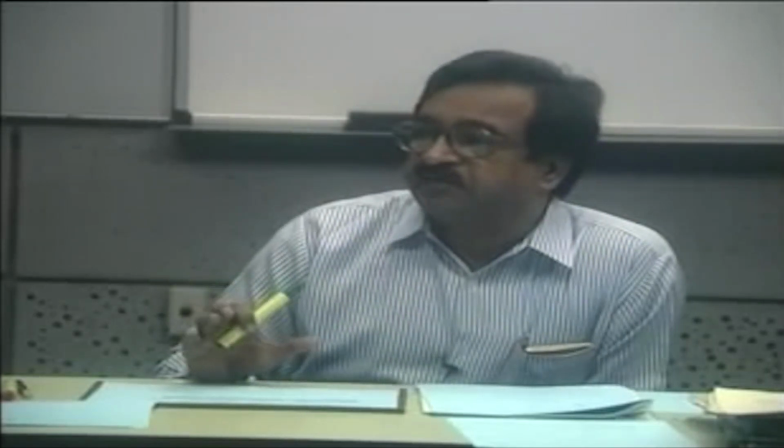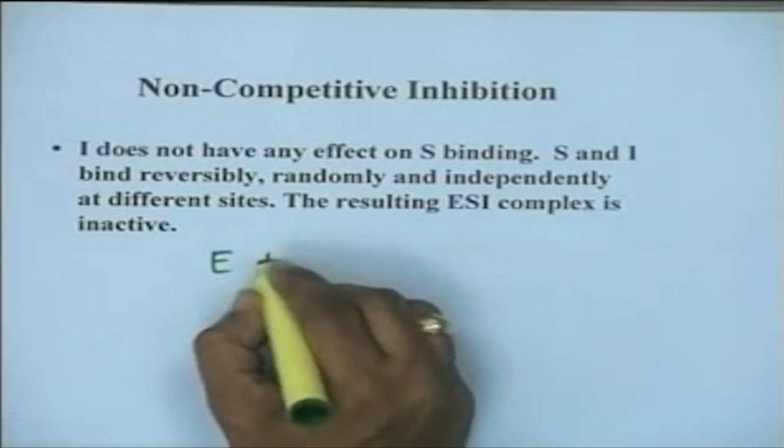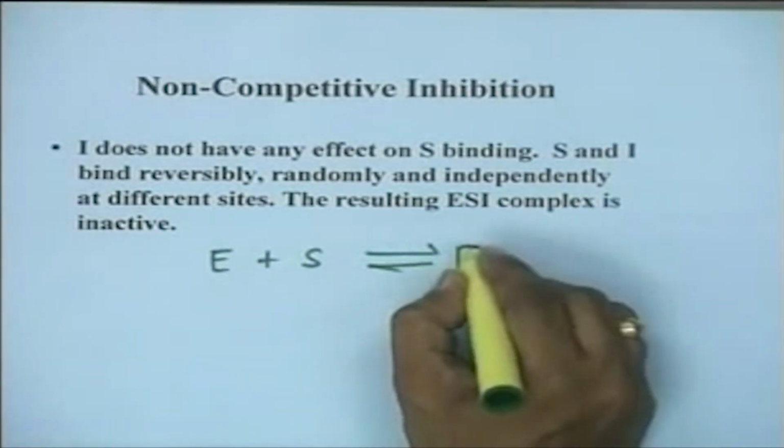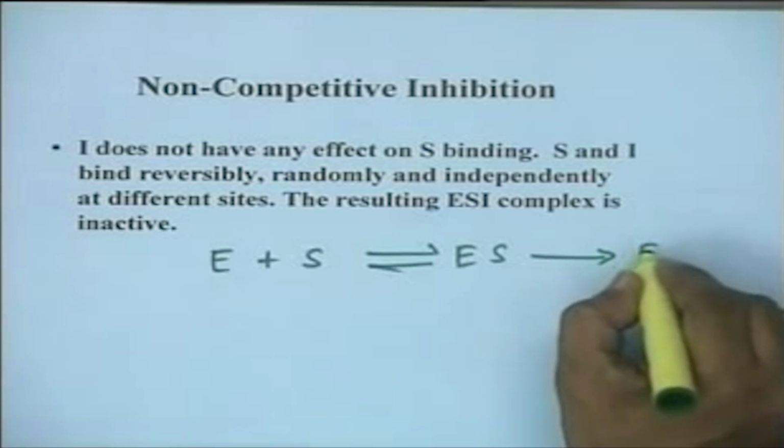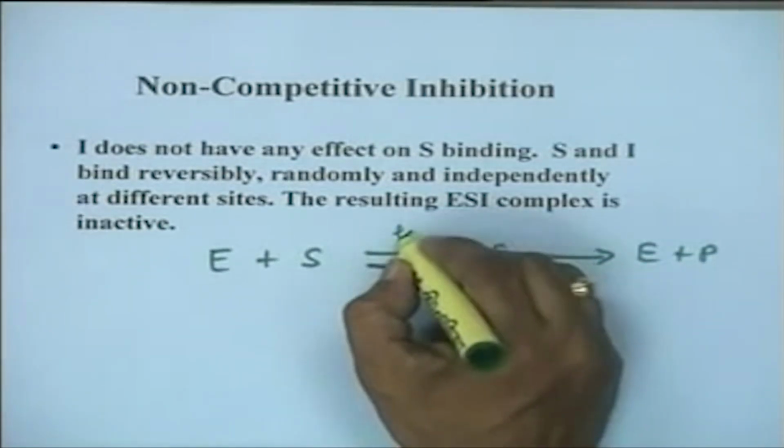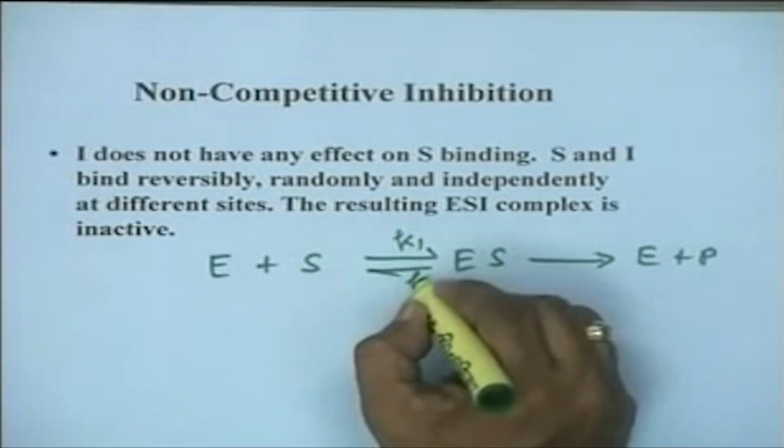That means the binding site on the enzyme molecule for substrate is different from the binding site on the enzyme for the inhibitor molecule, and therefore, the enzyme molecules that have bound both substrate as well as inhibitor, and therefore have the ESI complex, are functionally inactive. And therefore, one can look at the reaction mechanism as E plus S goes to ES goes to E plus P, the classical route of, let us say, K1, K minus 1 and K2.